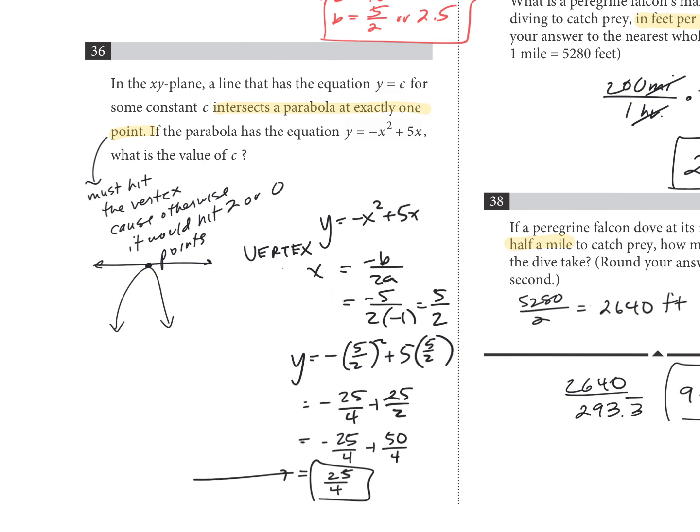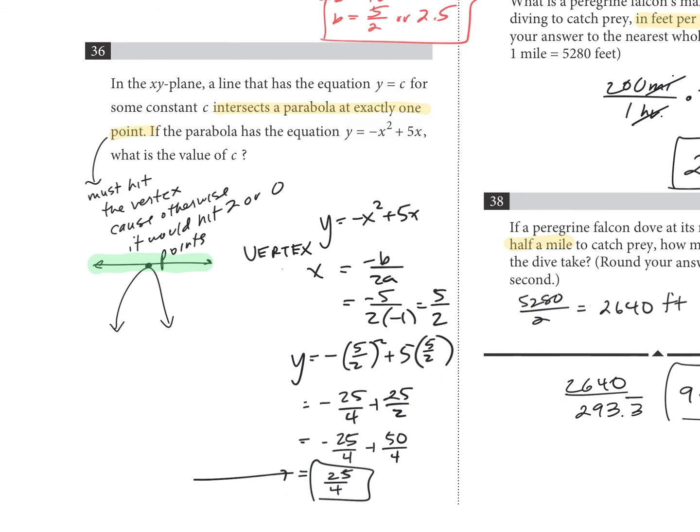So when I find negative b over 2a, b is 5, a is negative 1, so negative 5 over 2 times negative 1, that gives me 5 over 2 for the x value of the vertex. I want to find the y value of the vertex, because that's going to be the equation of that horizontal line I'm looking for. Again, the whole goal of this problem is to find the equation of this line right here, right? That line that crosses through one point, which we already talked about is the vertex. So now I'm going to plug in 5 over 2 into the equation to find the y value of the vertex, and it gives me 25 over 4 when I do all the work.